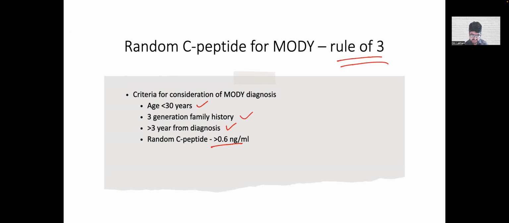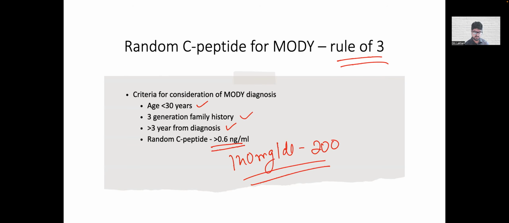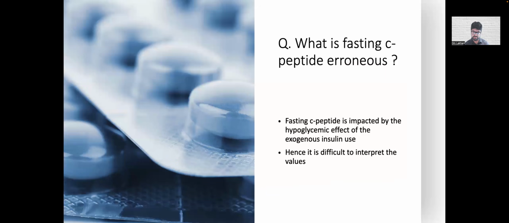And in such cases, if the random C-peptide is more than 0.6 nanogram per ml, it is more likely to suggest MODY, right? But again, you need to be careful that your simultaneous blood glucose should be between 140 to 200. So this is one criteria which was published in some study. Not that you follow this alone, but this is one thing which can be potentially helpful.